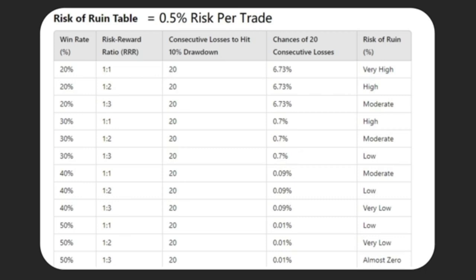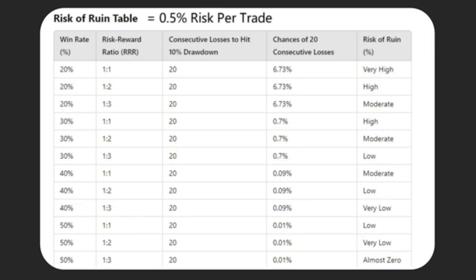So for the risk of ruin table, our risk per trade right here is going to be a constant 0.5%, and our maximum drawdown here is 10%, which is basically the maximum drawdown limit for most platforms, right? So basically you can say that this risk of ruin table will explain the risk of ruin for your funded account. Now right here, first of all, you can see the different win rates, right?